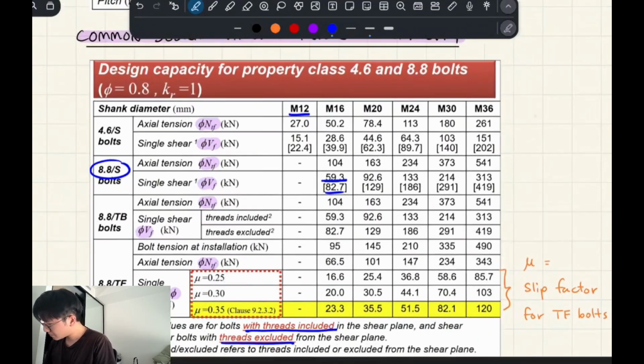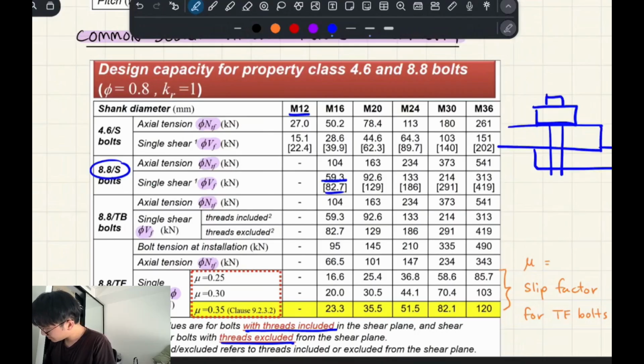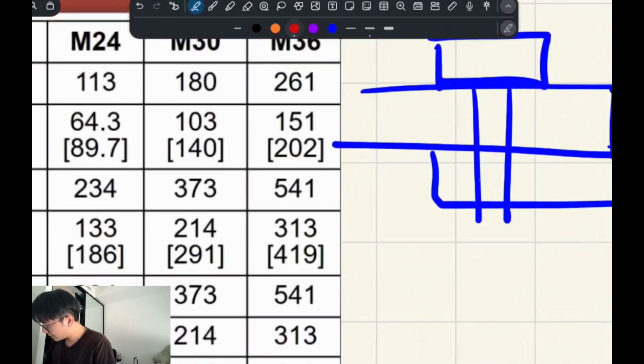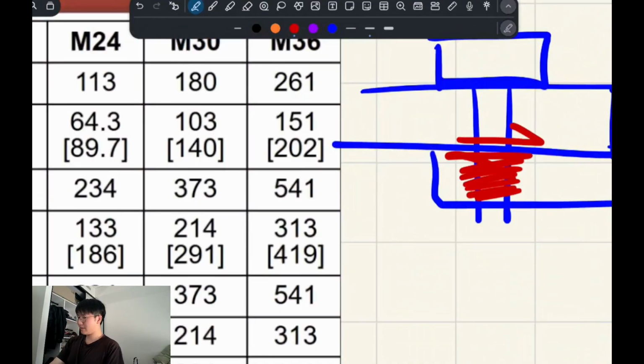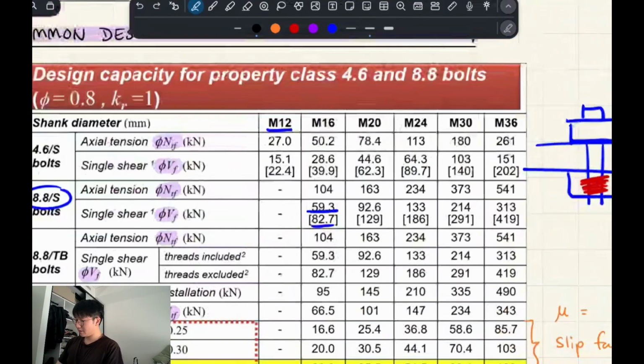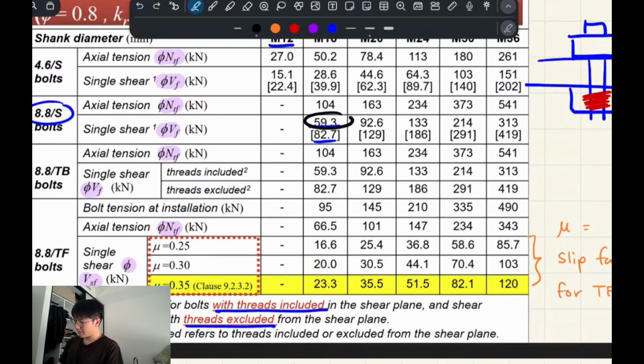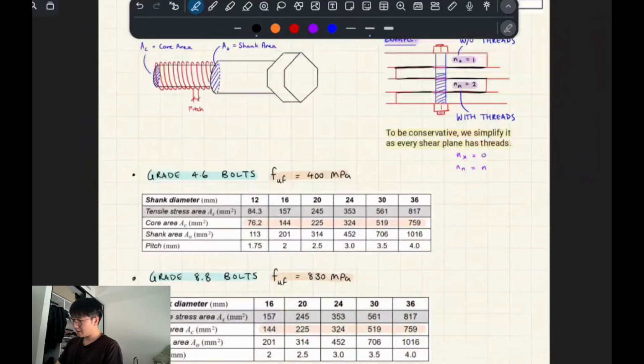So for example, if you've got a bolt in a single shear situation, and the threads are down here, so the threads, the smaller area, are not affecting your shear plane, then you use the top value. No, other way around. Use the bottom value, the bigger value. But if the threads or the smaller diameter area intercept your shear plane, then you have to use the smaller number. So that's basically how you read it.